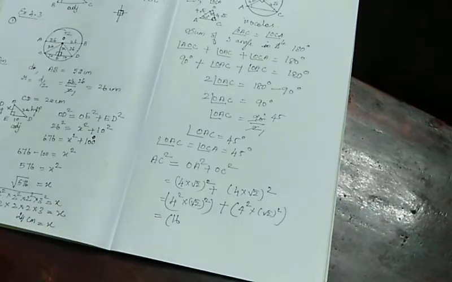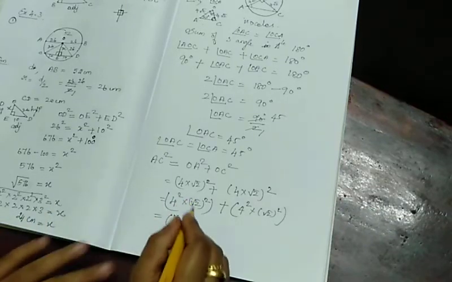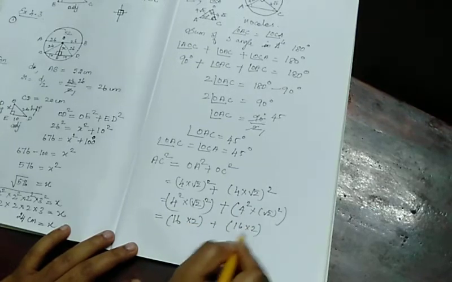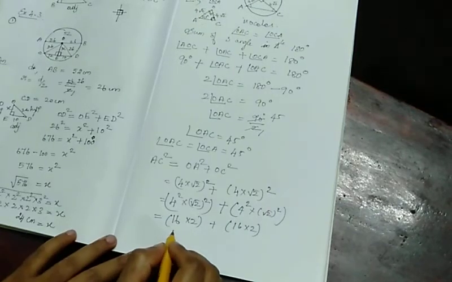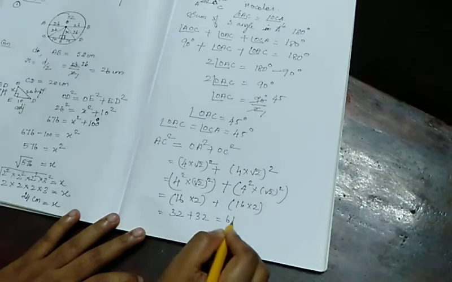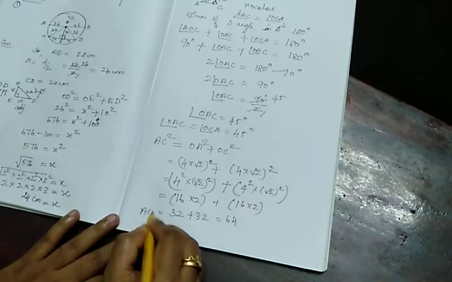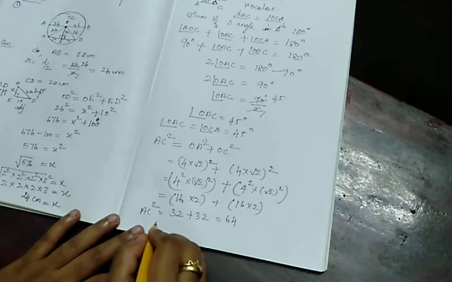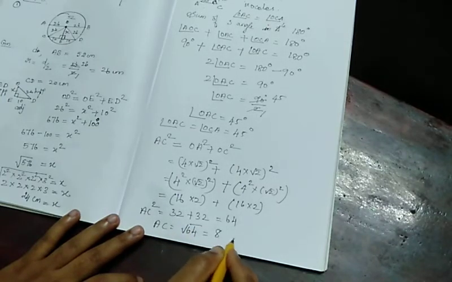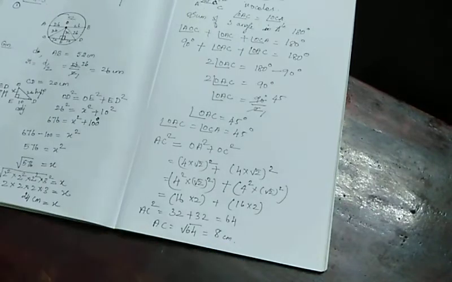4 square is 16. Root 2 the whole square, root 2 into root 2, we already learned, is 2. So 16 into 2 plus 16 into 2. 16 into 2 is 32, plus 32, which is equal to 64. So AC square is equal to 64. Therefore AC is equal to root 64, which is equal to 8, and the unit is. Hope you understand it.